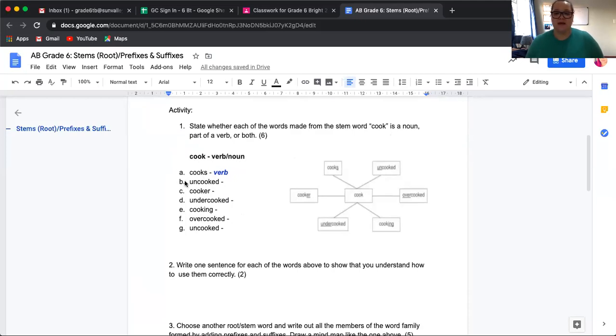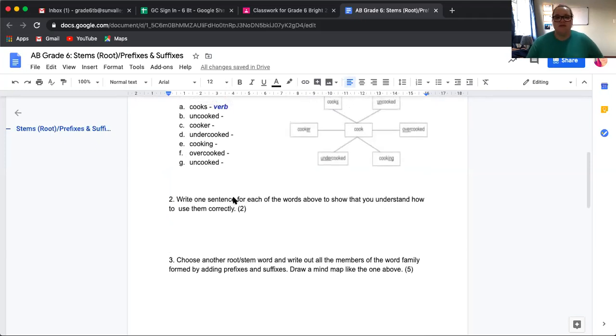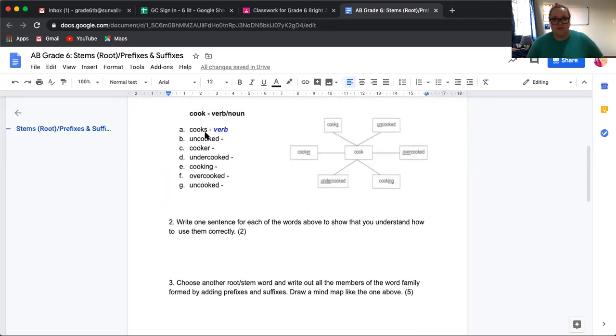So for example, for 1A, we say cooks is a verb. So for example, my mom cooks dinner every evening. That would then be the verb cooks because she is doing that certain action. Okay, let's look at question 2. It says, write one sentence for each of the words above to show that you understand how to use them correctly. So like for example, cooks, like I said previously, my mom cooks dinner. Okay, that would be a correct answer for number 2. You will have to do obviously from A to G. So 1, 2, 3, 4, 5, 6, 7 sentences in total.